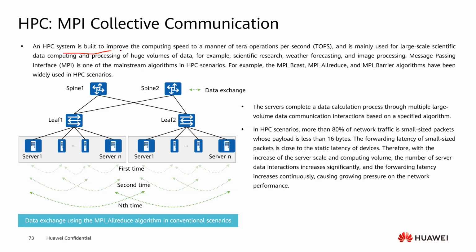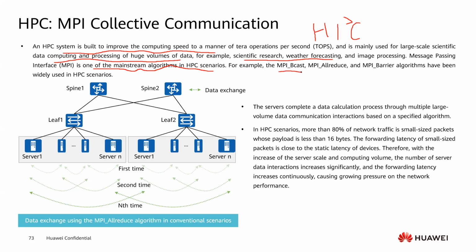HPC system is built to improve computing speed to the order of tera operations per second (TOPS) and is mainly used for large-scale scientific data computing, processing huge volumes of data. For example, scientific research and weather forecasting. This is the HPC scenario.